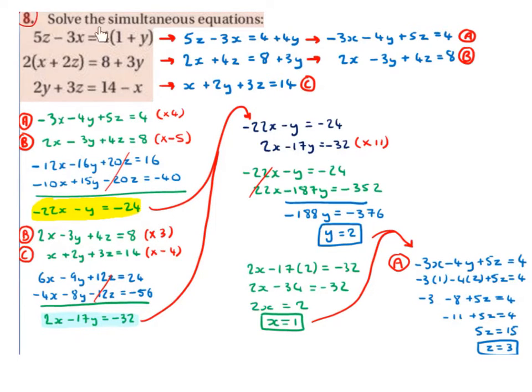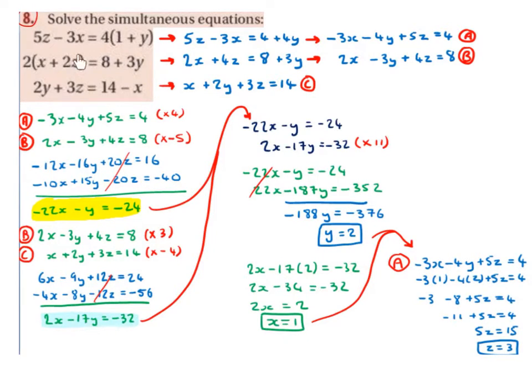So I'm going to start off with the top equation. I'm going to multiply out the brackets. 4 by 1 is 4, and 4 by y is 4y. So then I'm going to bring the 4y over the equal sign, and it becomes minus 4y. So I have minus 3x minus 4y plus 5z is equal to 4. I also want to have them in order of x, y, and z.